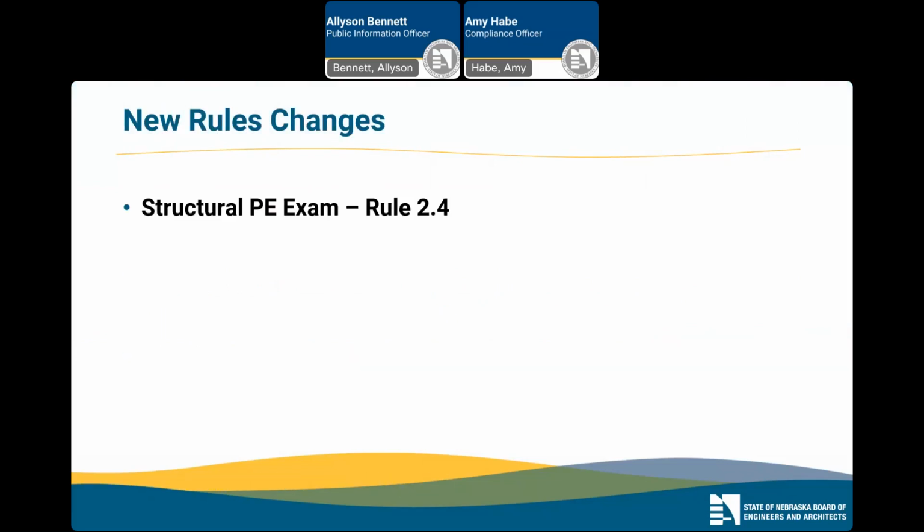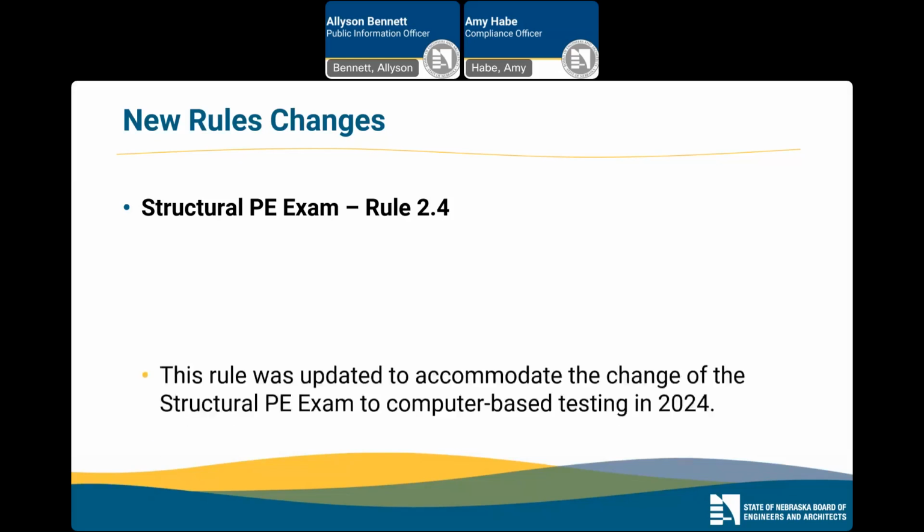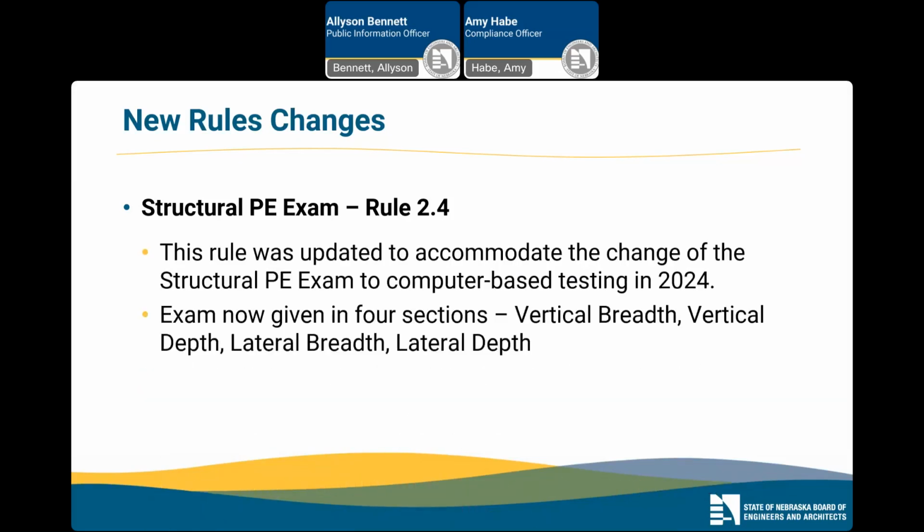So one of the things that was updated for the handbook is the structural PE exam, Rule 2.4. So Board Rule 2.4 covers the examination requirements for professional engineers. And so Rule 2.4 was modified to accommodate the structural PE exam moving to computer-based testing in 2024. The structural PE exam is given in 4 sections, which is the vertical breadth, vertical depth, lateral breadth, and lateral depth.